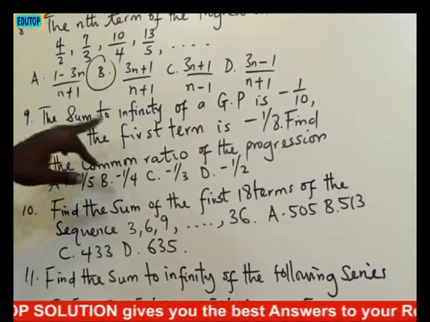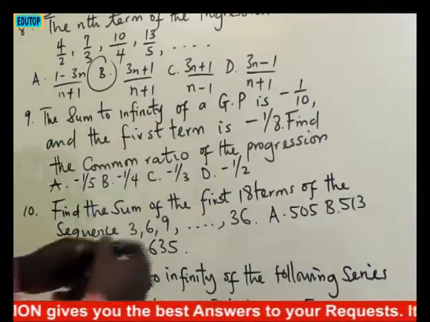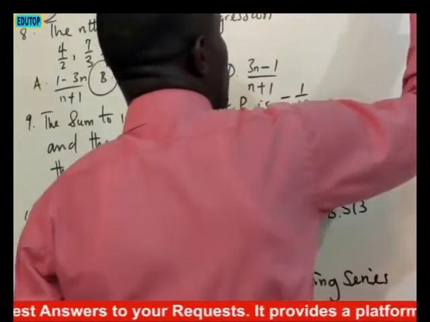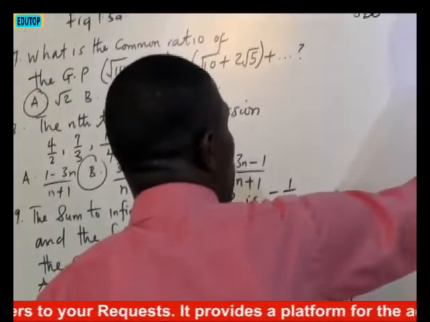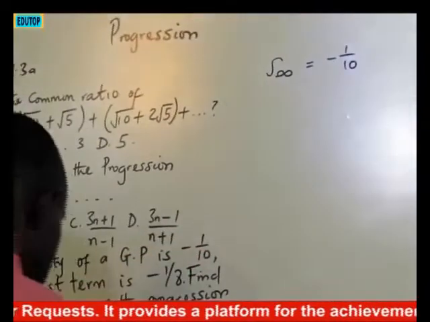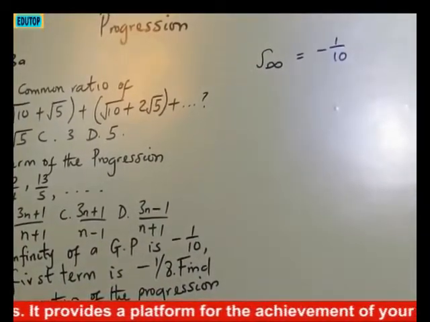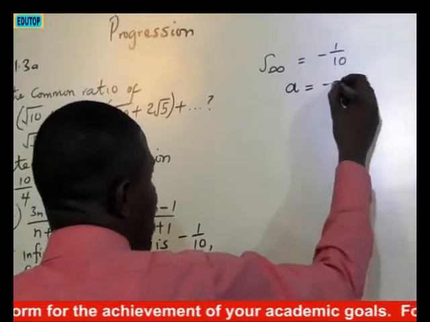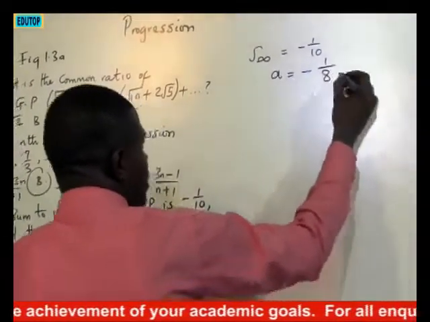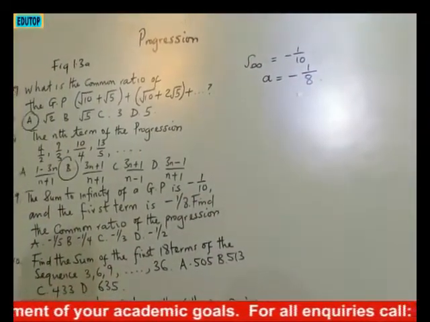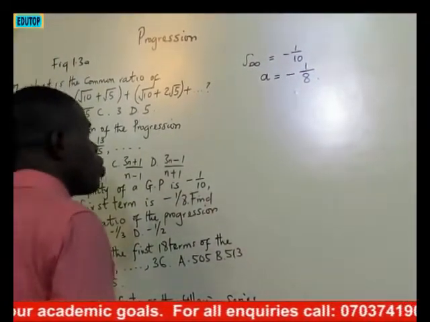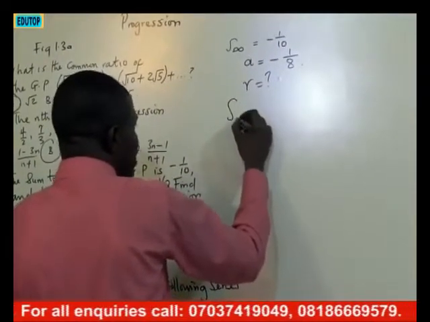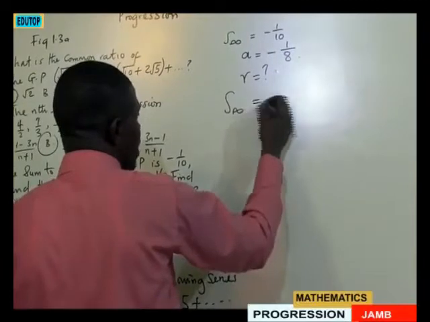Question 9. The sum to infinity of a GP is minus 1 over 10. So sum to infinity is equal to minus 1 over 10. And the first term is minus 1 over 8. The first term is minus 1 over 8. Find the common ratio. The first thing we need to note here is that we have to look for the common ratio. So here, what is the formula connecting the sum to infinity, the first term, and the common ratio?